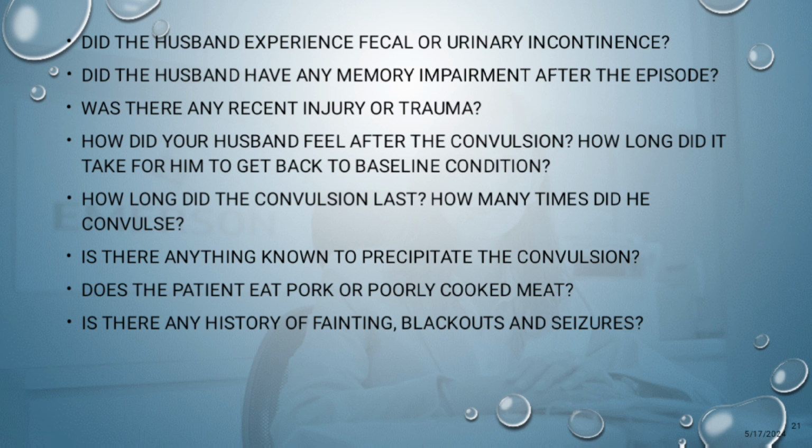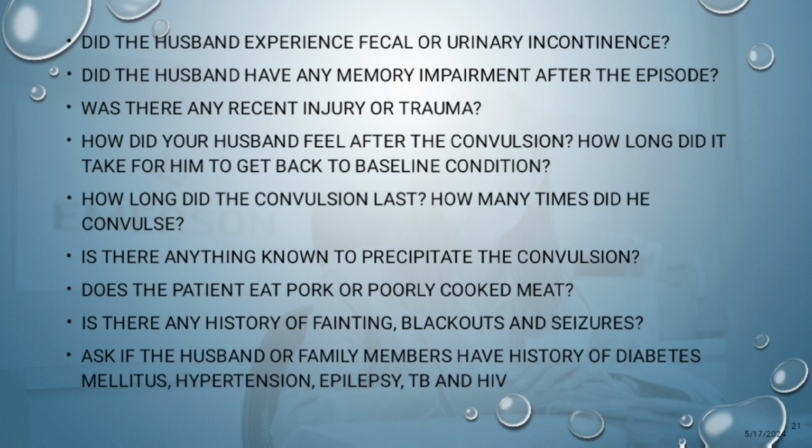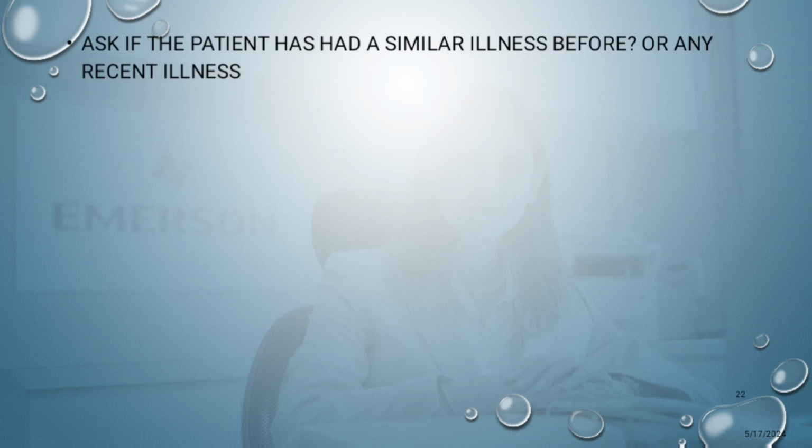Okay. Then those are some of the things you ask. Then you also ask if the husband or family members have a history of diabetes mellitus, hypertension, epilepsy, TB, and HIV. Okay, those are some of the things you usually ask about. Then ask if the patient has had a similar illness before, or any recent illness.